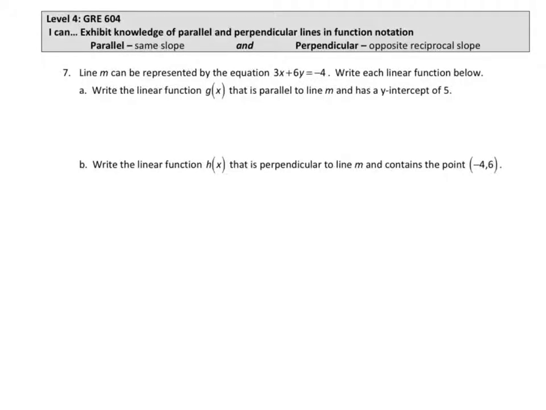In level 4, we will be working with parallel and perpendicular lines. And the key with parallel and perpendicular lines is that two parallel lines have the same slope and two perpendicular lines have opposite reciprocal slope. So, for example, if one line had a slope of 2/3, the opposite reciprocal, two things change.